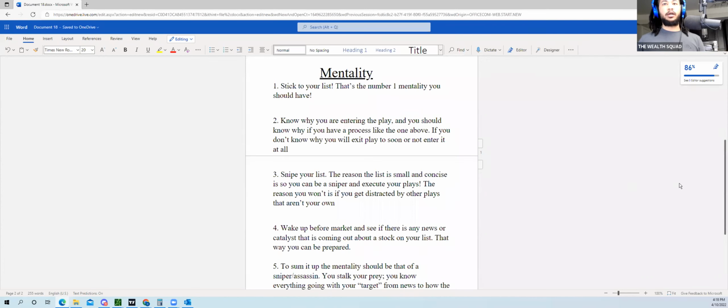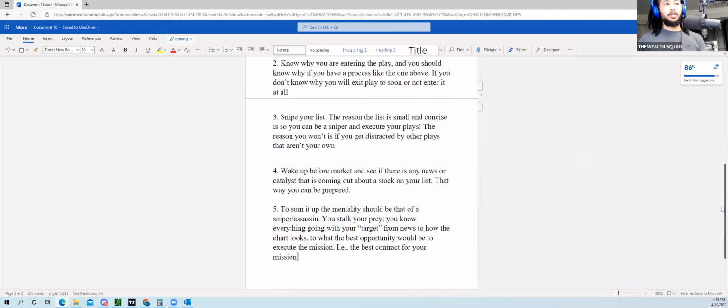All right. Now, to sum it up, the mentality and the approach that you want to have is that of a sniper slash assassin. You stalk your prey. All right, you know everything going on with your target, which is the stock. From news to how the chart looks to what the best opportunity would be to execute the mission, i.e., the best contract, so you can really snipe slash assassinate, whatever you want to call it, your target, which is that stock. That should be the mentality.